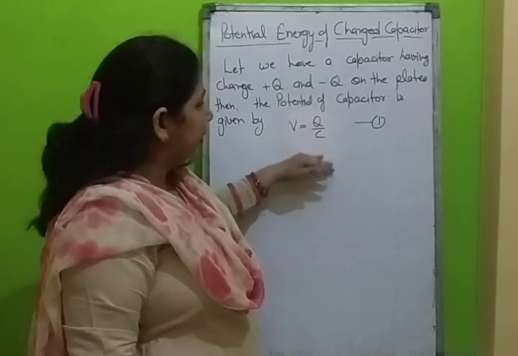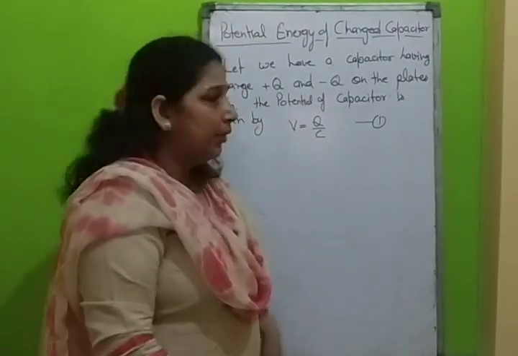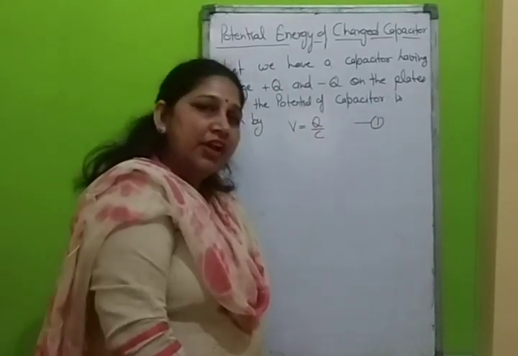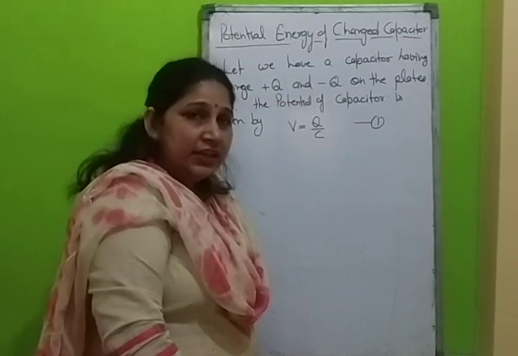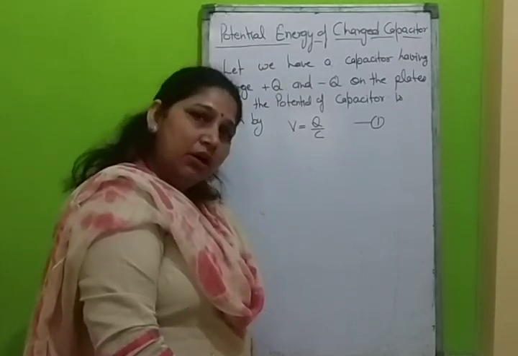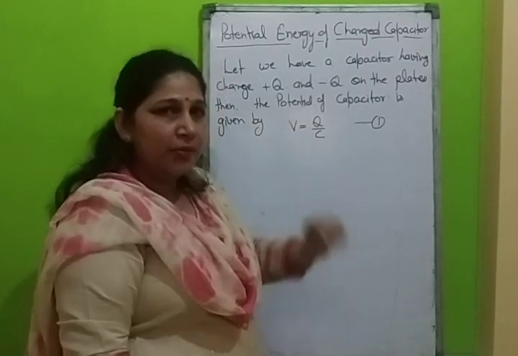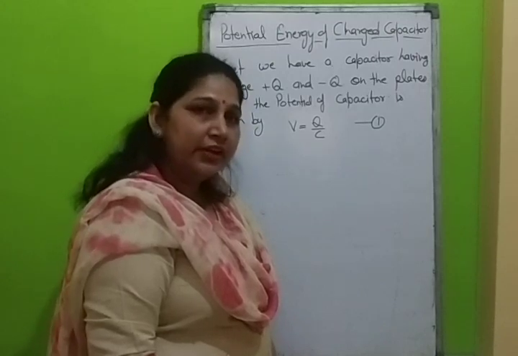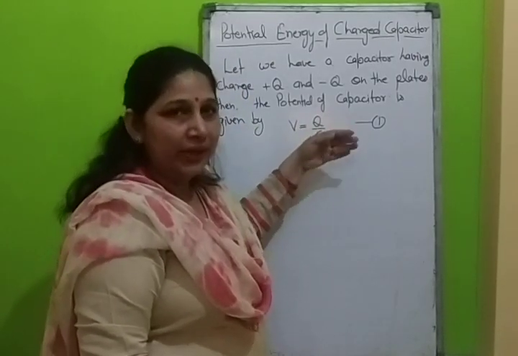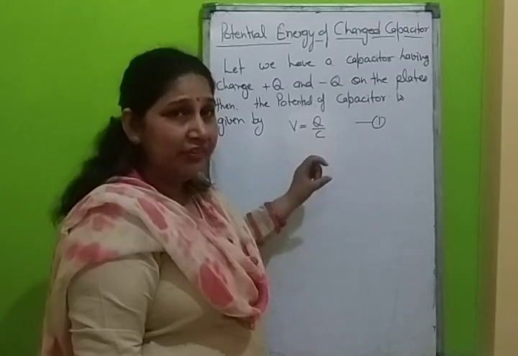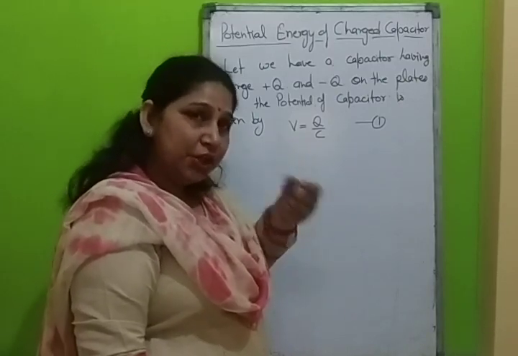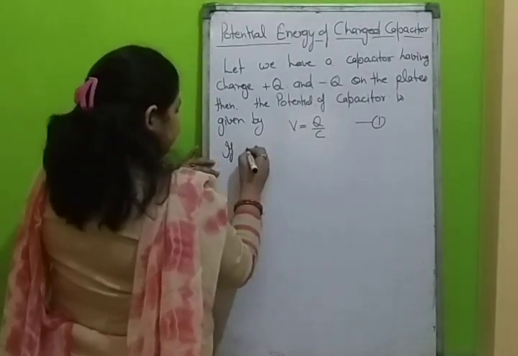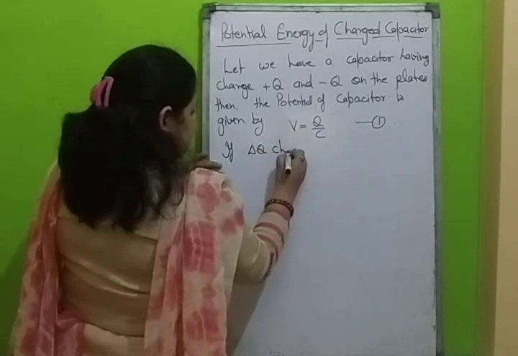It means we have already done work to charge it by giving the charge Q. Now, how can we find how much amount of work we have done? We will increase the charge by delta Q on the plate and find a small amount of work, delta W. Then we integrate it from 0 to Q, meaning how much work we have done from 0 to Q.